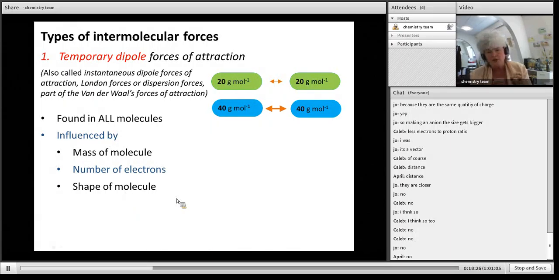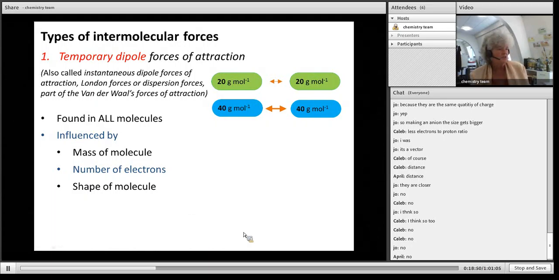And then the shape of the molecule. If you've got a very round shape or awkward shape that can't get close to another molecule, you can't form very many attractions. But if you've got a nice flat, long shape that can go close to another flat, long shape, lots of attractions can form. So you've got to break lots of attractions, so you're going to need more energy to do that.